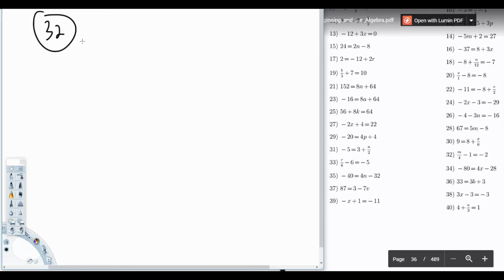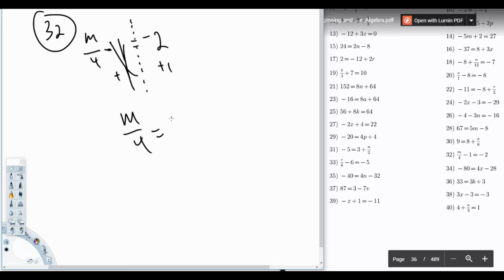32 now. Number 32. That looks harder. M over 4 minus 1 equals negative 2. Now, they're playing with us because they're putting the fraction at the beginning. That's meant to scare us. But once again, if I need to get rid of this negative 1, I have to add 1 to both sides. So I get m over 4 equals minus 2 plus 1 equals minus 1.